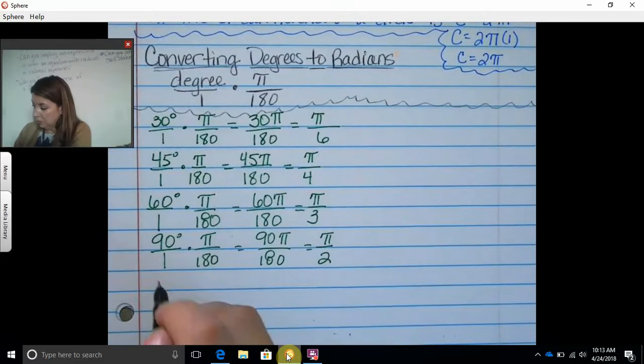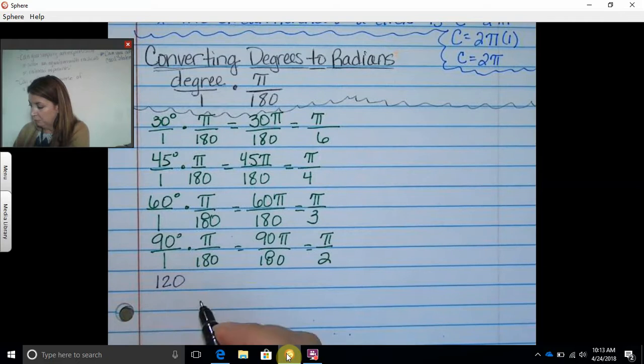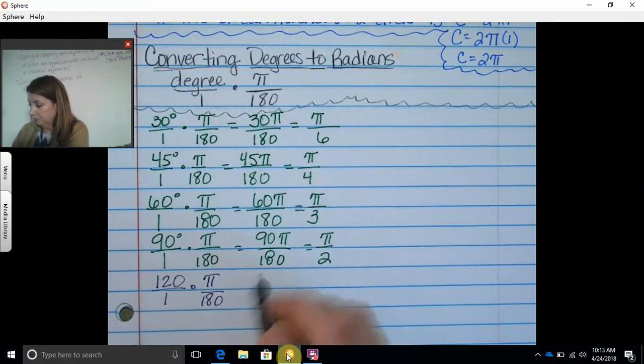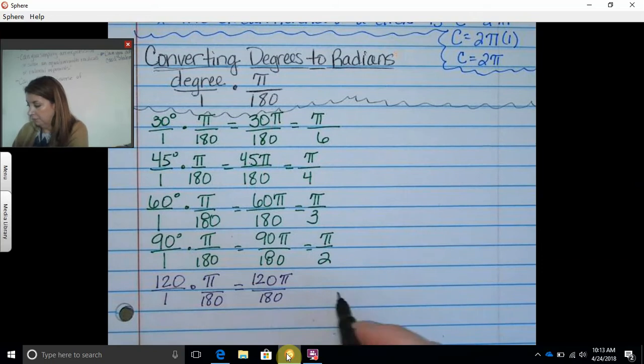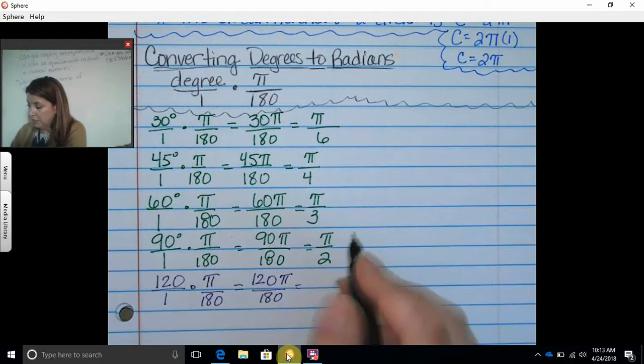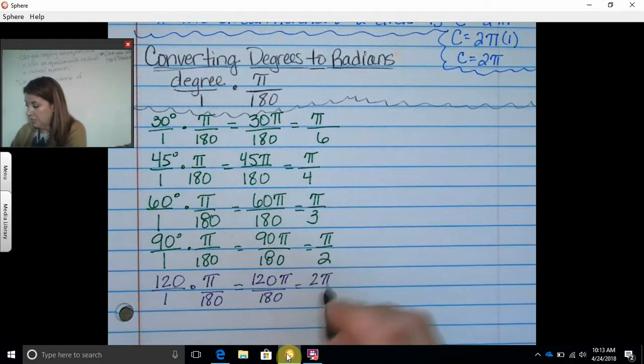So I'll do 120 degrees over 1 times pi over 180 gives me 120 pi over 180. And I believe 60 goes in 120 and into 180. 60 goes in 120 twice, so that would be 2 pi. And 60 goes into 180 3 times, right? So you could either say 2/3 pi or 2 pi over 3. Either way, same thing.